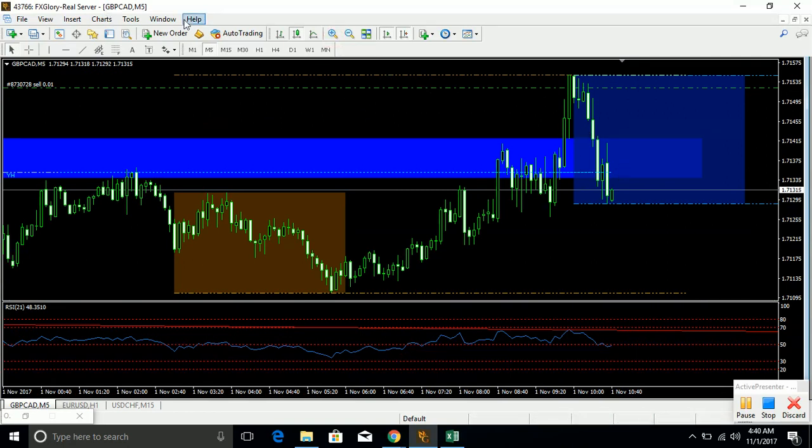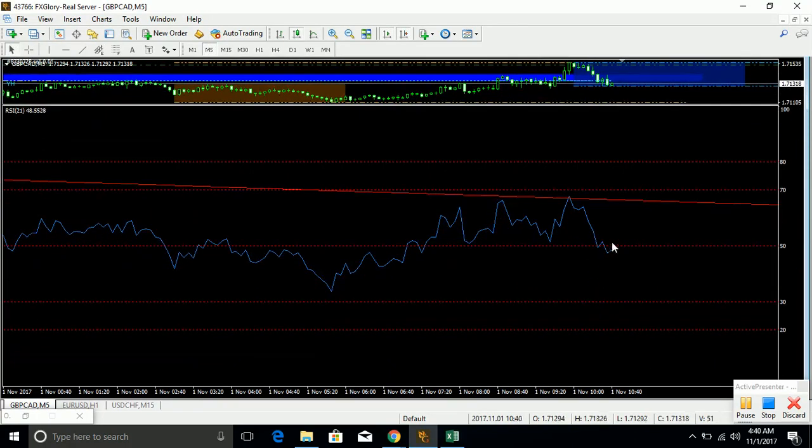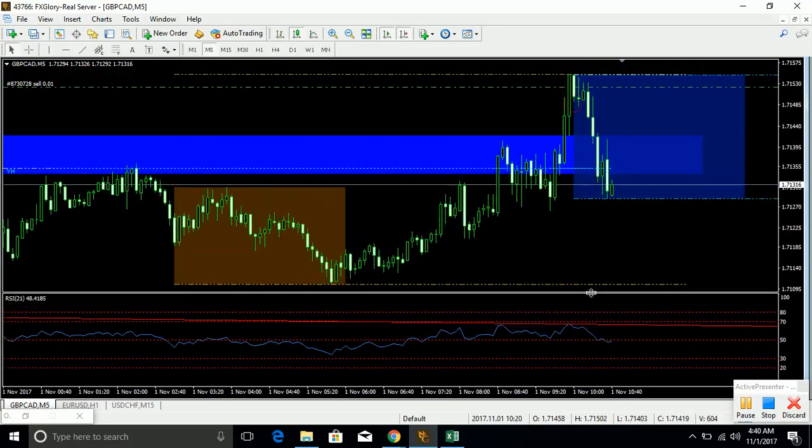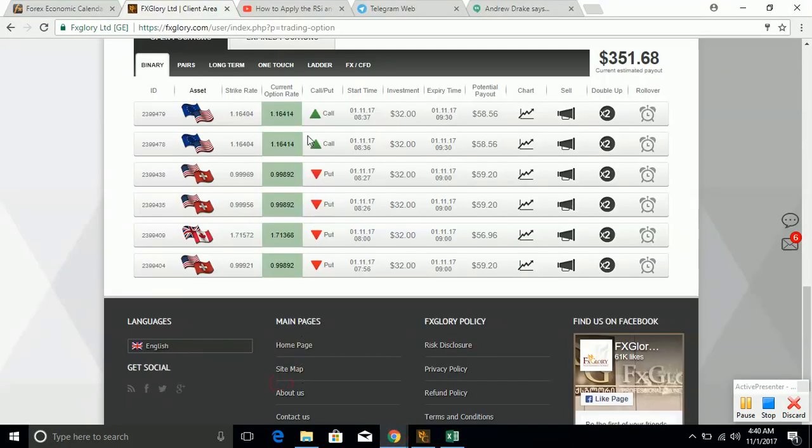Here you can see how we just broke under this zone, and down here on the RSI we just broke over 50. Stuff like that gives you clues. Broke out over 50, below 50 for a downtrend, and we also just broke down below a previous zone. And we have everything in the money.